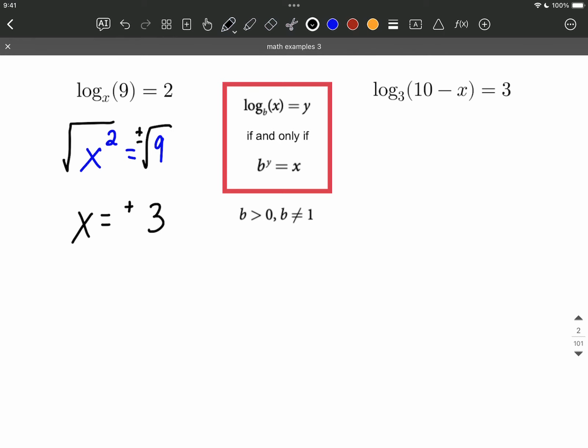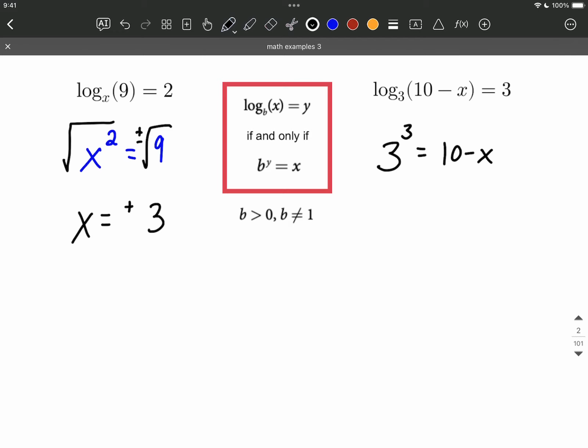Let's give it a shot on the one on the right-hand side next. So first, I'm going to identify my base is going to be 3, and then figure out what power that should be raised to. Again, this kind of looks like 3 raised to the 10 minus x power, so it's going to be 3 raised to whatever's on the other side. So in our case, 3 to the 3rd power, and then we have 10 minus x goes on the other side.